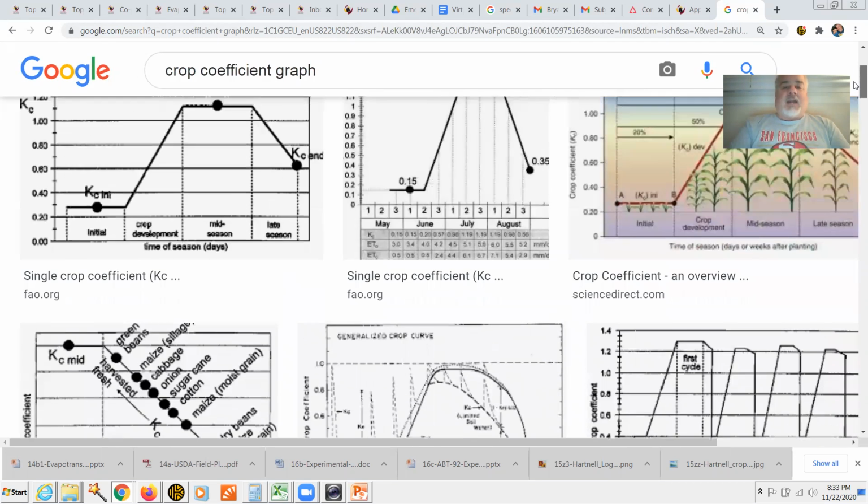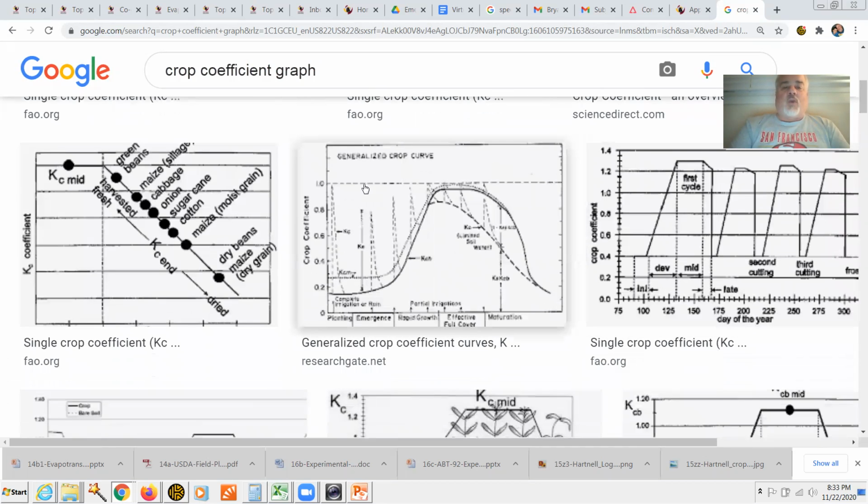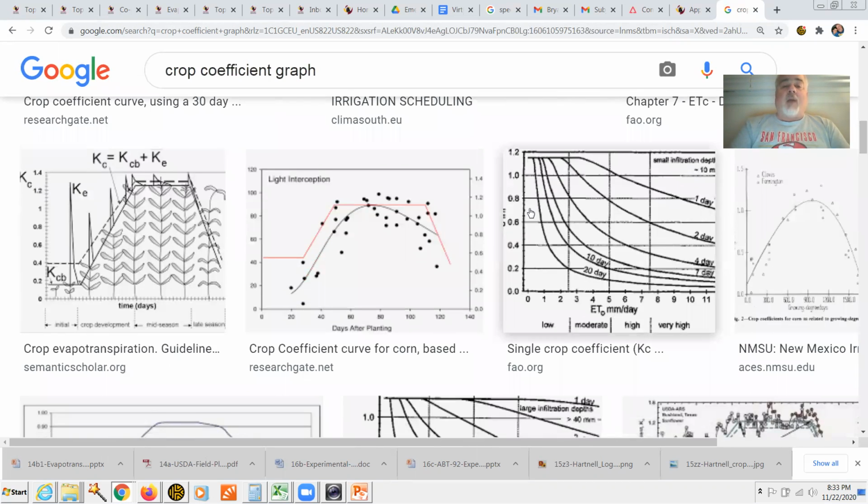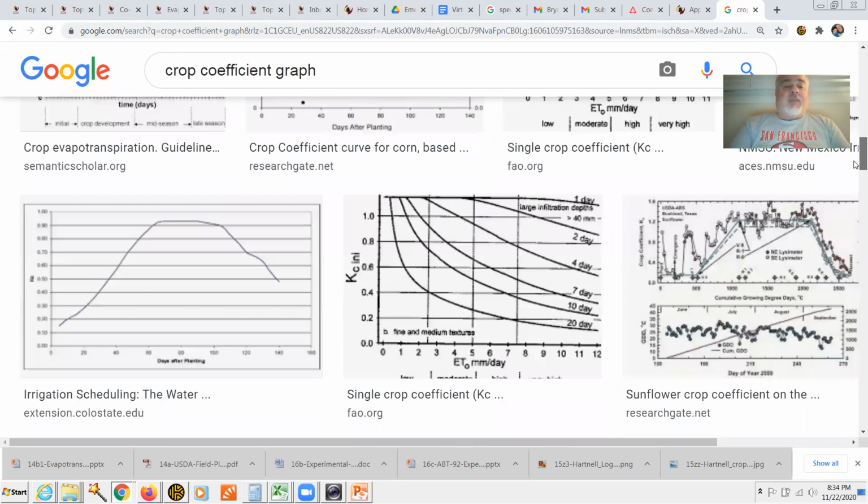But in the real world, it's not a nice squared-off graph like that. The real world will have some of these curves, and so you need to look up these curves for your crop. What is your crop coefficient curve? Here's one that has a generic model in red with averaged measurements in this curved line and actual data points in the black dots. Now that's talking about light interception, but the same exact pattern happens.